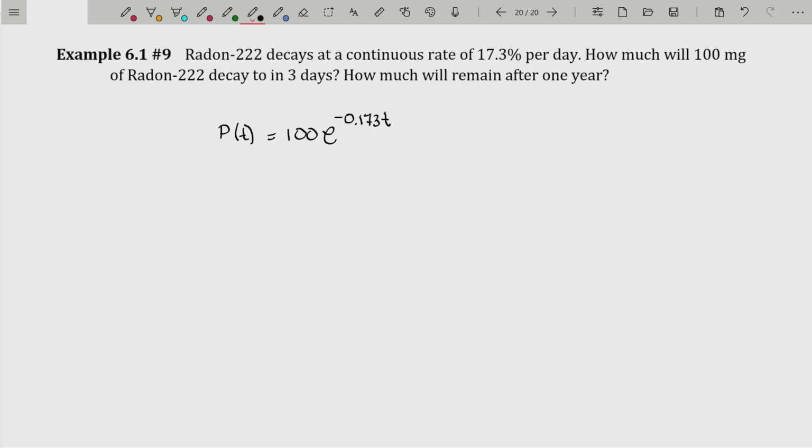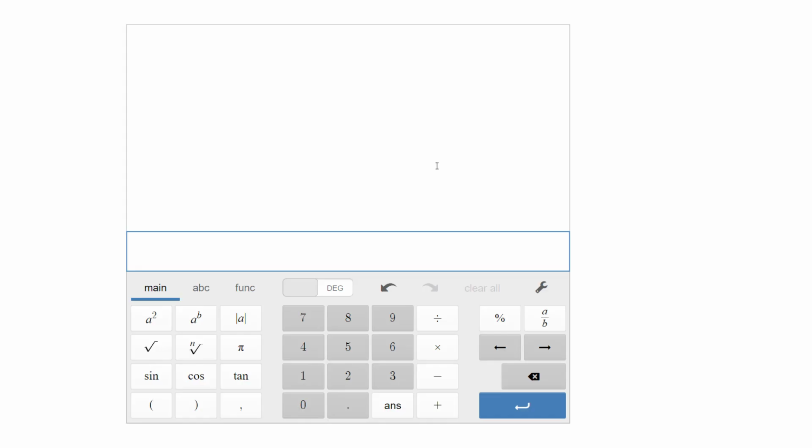Okay, so I want to know what's P of 3. It's the population of that after 3 days. And then P of 365. What's the population at 365? Now, these require calculators. There's just no way around it. And my students often ask, well, then you're going to allow us to have a calculator on the exam, right? Well, I normally don't. I don't like to allow calculators on the exam because it can lead to lazy mathematics.